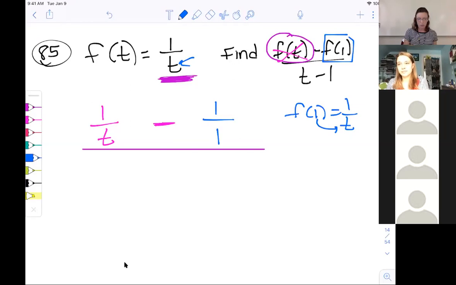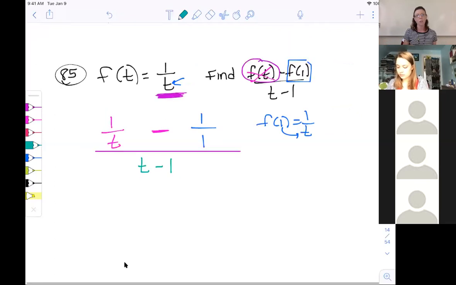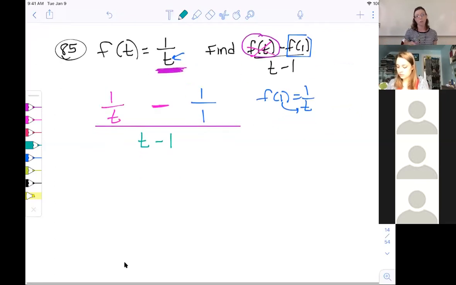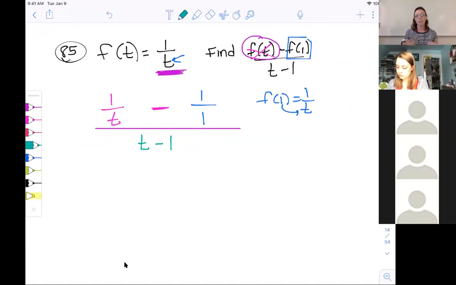The bottom part of this fraction doesn't have an f with it. It just says t minus 1. So that means I cannot substitute it into the function. I just have to keep it as the expression t minus 1. So this is what your first step should look like. You're really substituting things in place of the original difference quotient, so it still looks like a difference quotient. I have something minus something divided by t minus 1. Questions?